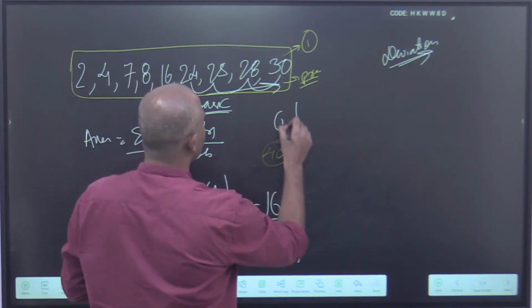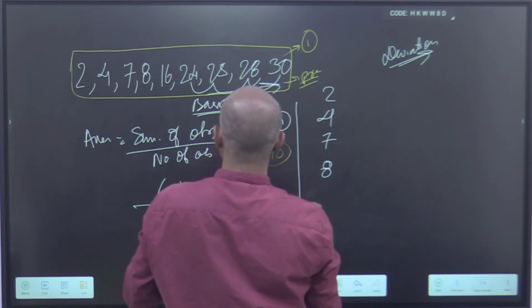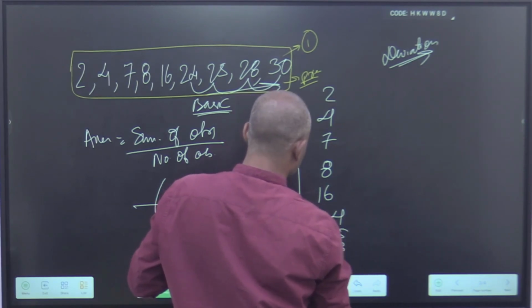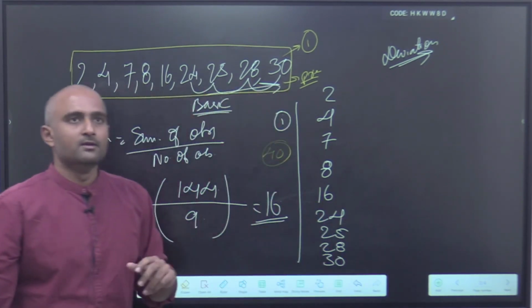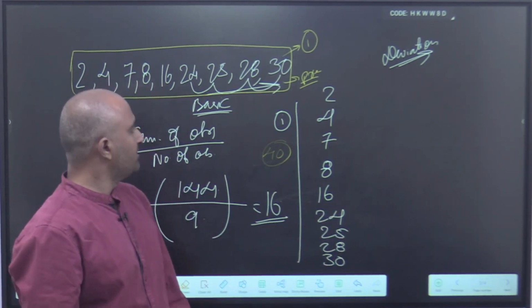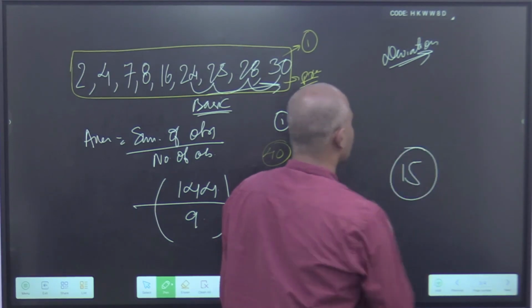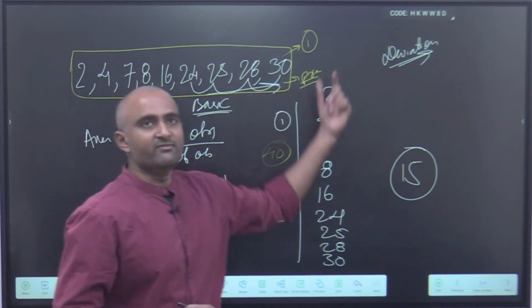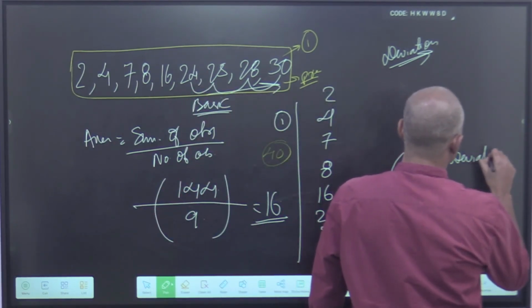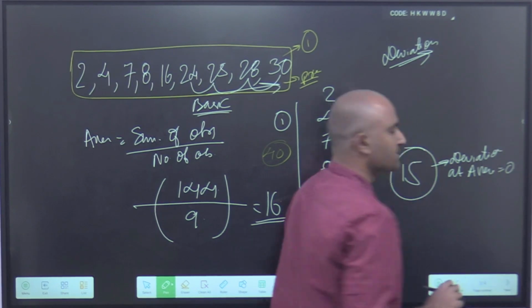So let's take this here: 2, 4, 7, 8, 16, 24, 25, 28, 30. Assume any number. We know that average lies between extremes, so between 2 and 30, any number. For my sake I am taking the midpoint of 2 and 30, which is 15. I am taking 15 as an average. The deviation method tells us that the deviation at average is always equal to 0.